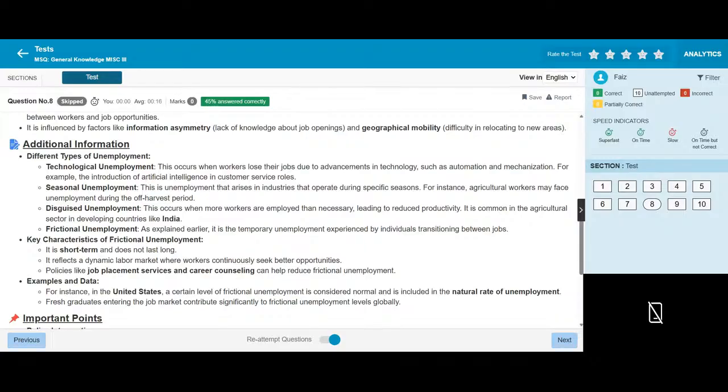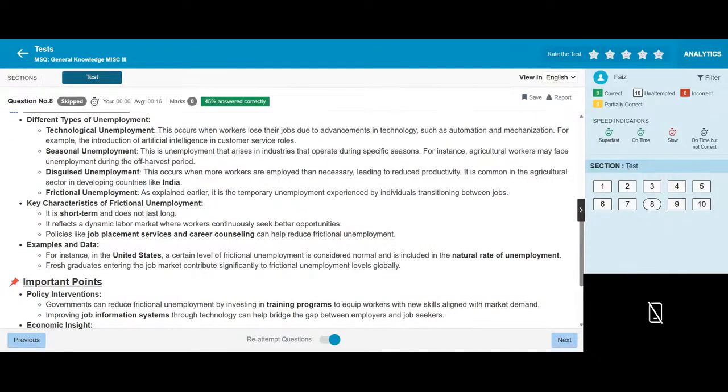Different types of unemployment. Technological unemployment occurs when workers lose their jobs due to advancement in technology, such as automation and mechanization. For example, the introduction of automation in service roles. Seasonal unemployment is handled by the employment guarantee programs. This helps to reduce poverty and transform the agriculture sector.